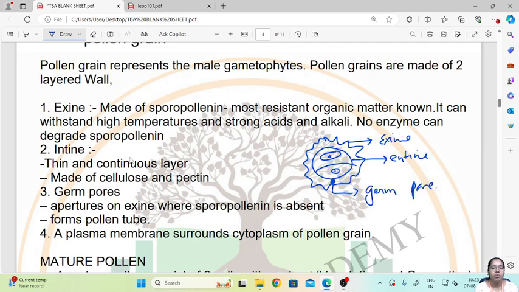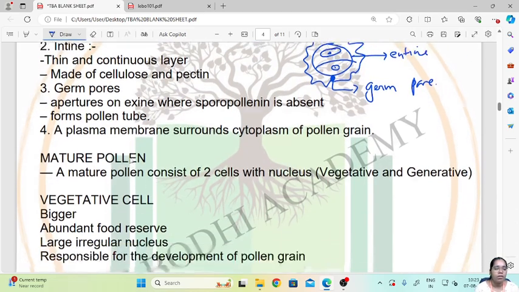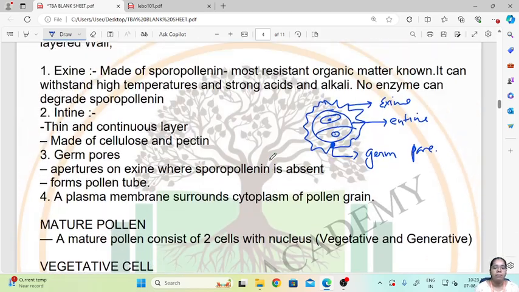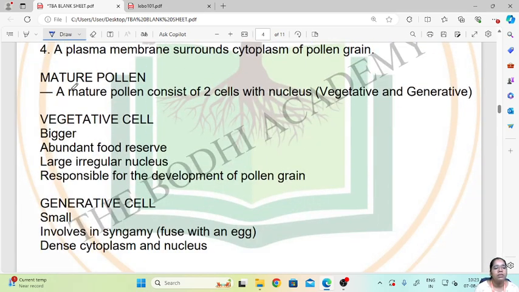Okay, and these are the two nuclei. The bigger nucleus is called the vegetative nucleus, and the smaller one is called the generative nucleus. So this is how the structure of pollen grain appears. That is the pollen grain, the male gamete, which is formed from the process of microsporogenesis from the sporogenous cell inside the anther. So this is what the structure of the mature pollen grain consists of.